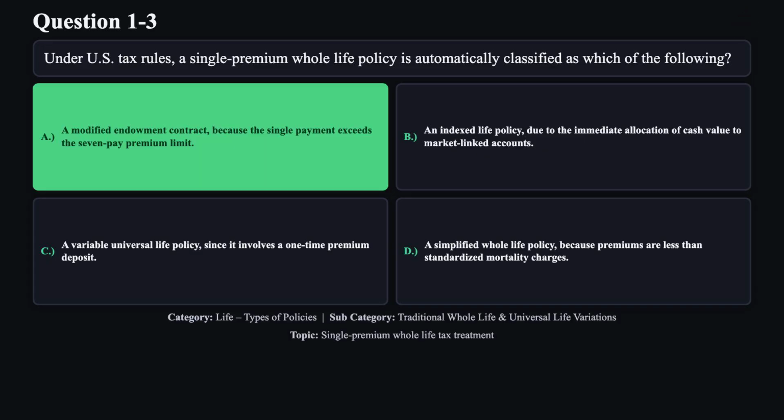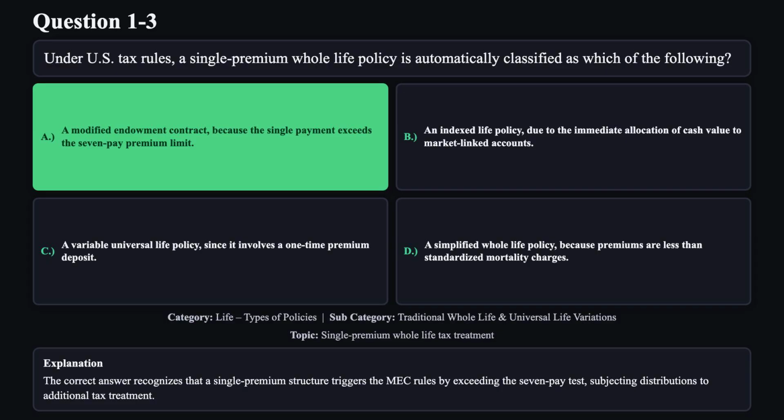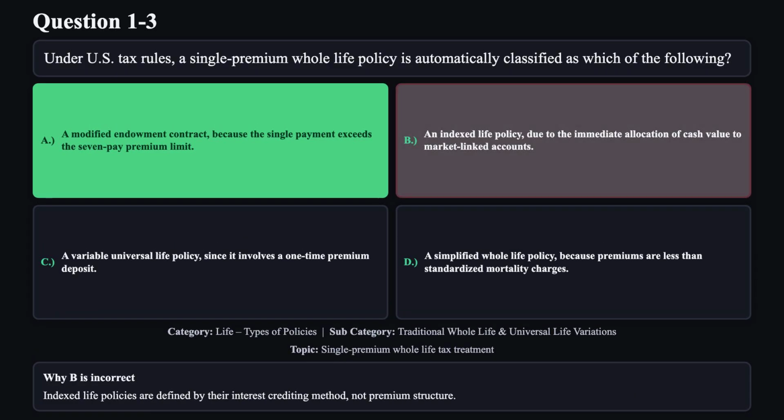The correct answer is A. The correct answer recognizes that a single premium structure triggers the MEC rules by exceeding the 7-pay test, subjecting distributions to additional tax treatment. Reason B is not correct. Indexed life policies are defined by their interest crediting method, not premium structure.